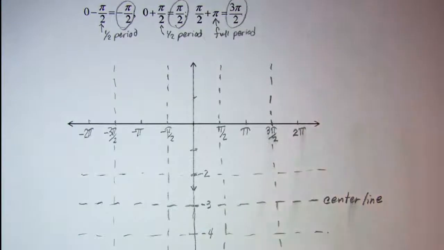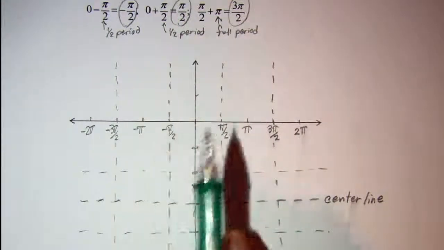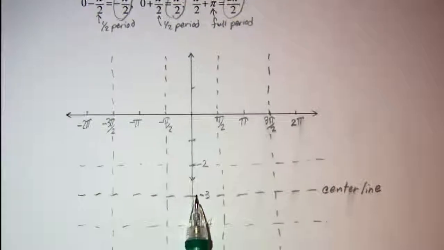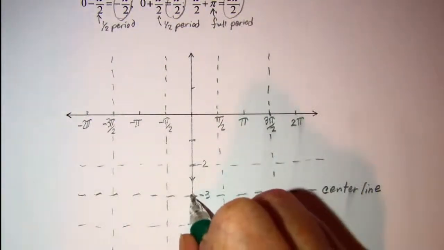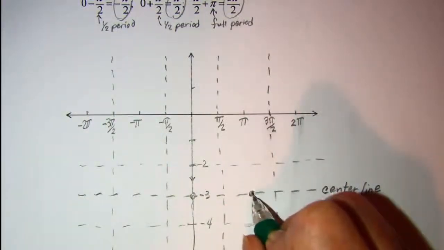Okay. Now halfway between the asymptotes, I have a 0, but I gotta be very, very careful. My center line is down here at negative 3. So my 0 is down there at negative 3. Put all of those zeros in.